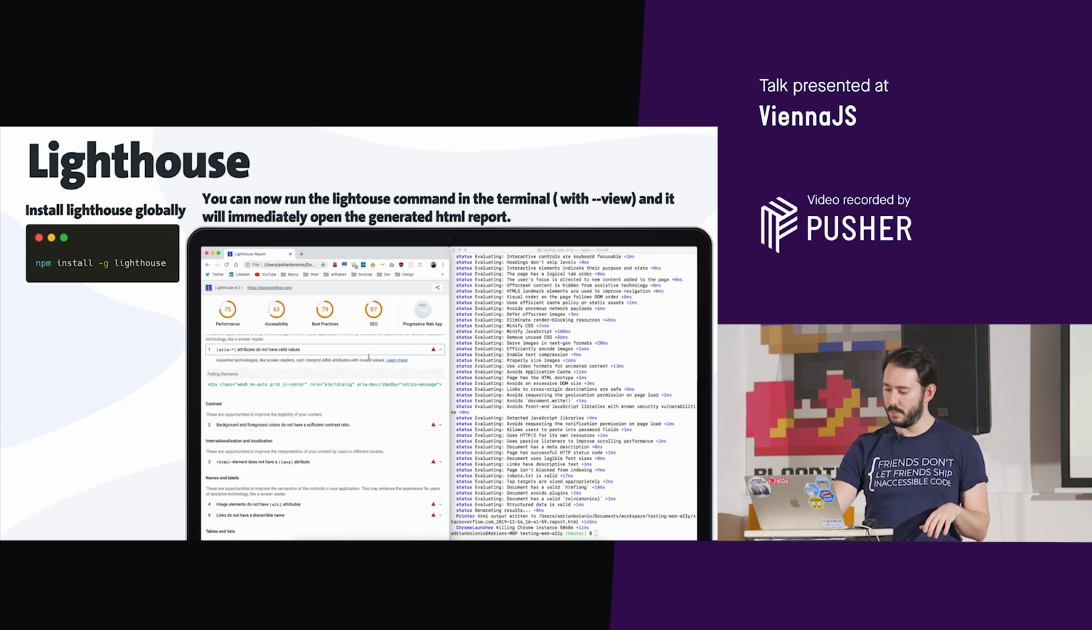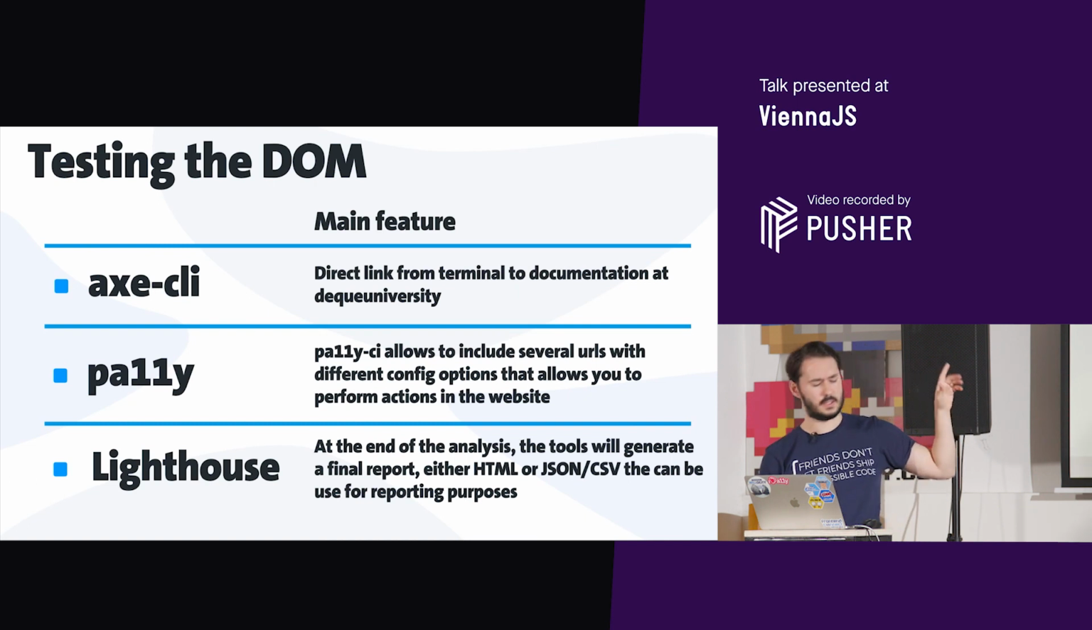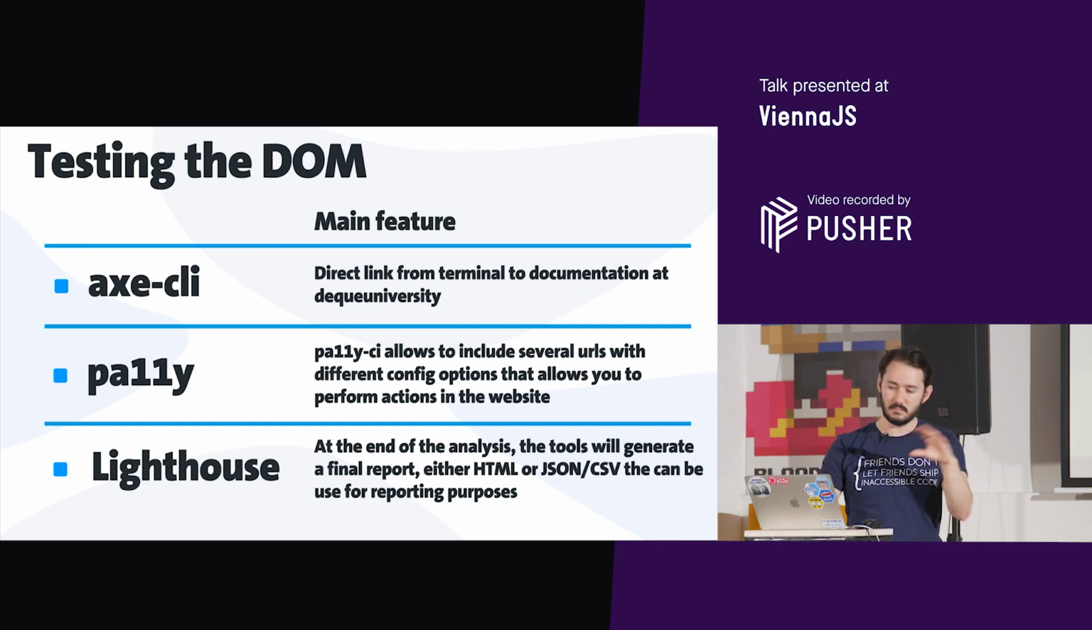So these are the tools that I use when I have to run over a whole DOM structure of a website. But as I said before, automated tests, okay? This is what I think is the main feature of each, just a personal opinion. So I think the Axe CLI has the direct link to the documentation. With Pa11y, you can create options and navigate through the website. Lighthouse can export the analysis to HTML or a JSON file. You can include this in your build pipeline to break it and not release any code that has accessibility violations to production.